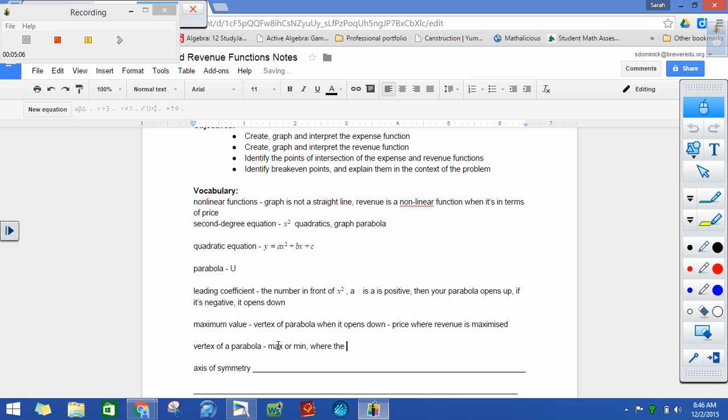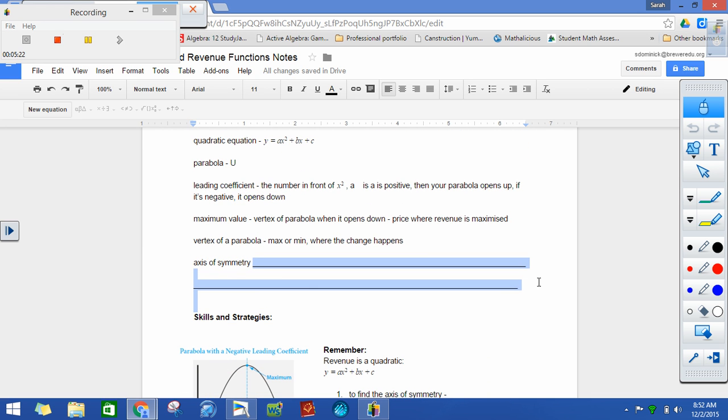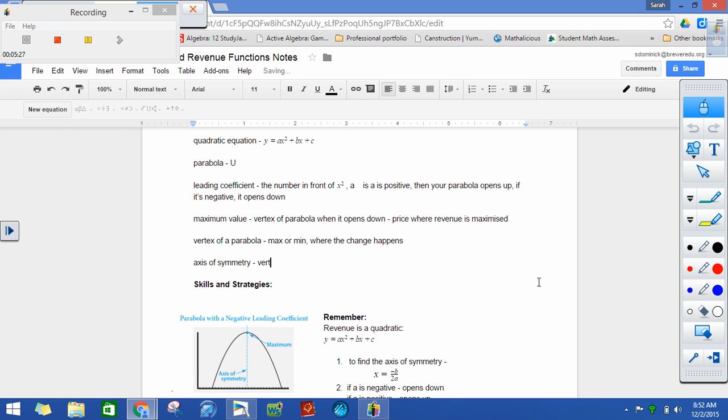And it's where the change happens. So if you're talking about revenue, it's where all of a sudden, instead of making more and more money, all of a sudden you're making less and less money. The axis of symmetry, and there's pictures of all of this later on in your notes, and we'll talk about it. The axis of symmetry is a vertical line that can be drawn through the vertex.